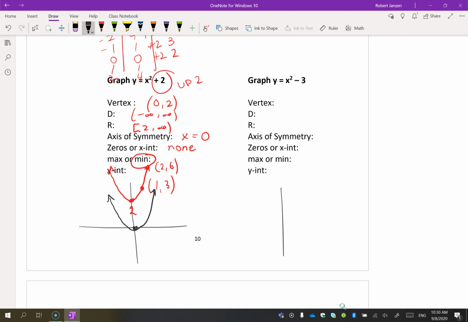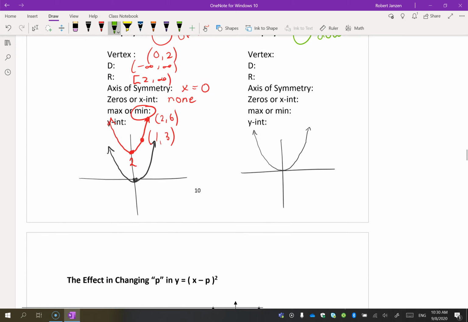Let's try this next one. Pretty soon you're not going to be drawing this, but let's always remember what the basic graph looks like. Okay, now what is this minus 3 going to do? This is going to take my graph and it's going to go down 3 units. Okay, so my vertex is going to be at negative 3. All right, and I'm going to just draw this parabola, and then let's put some values into it.